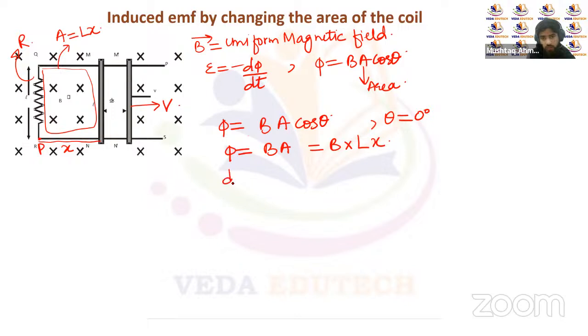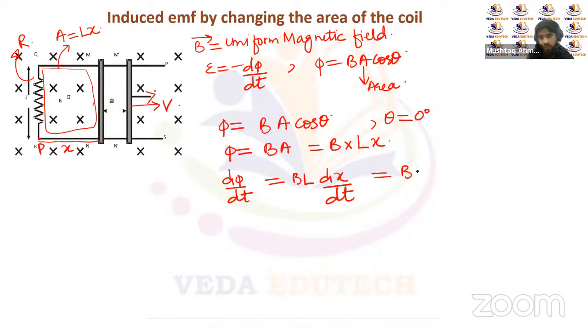Now, if we take the derivative here, that's dΦ over dt, right? dΦ over dt will be equal to B L dx over dt, right? And this dx over dt is the rate of change of this horizontal distance with respect to time. That's the speed or the velocity of this rod, right? So we can replace this dx over dt with V.